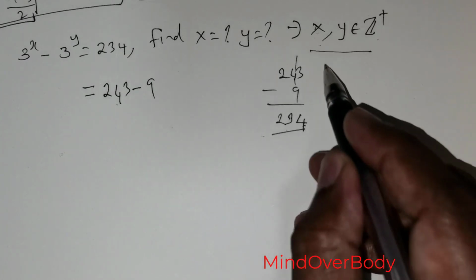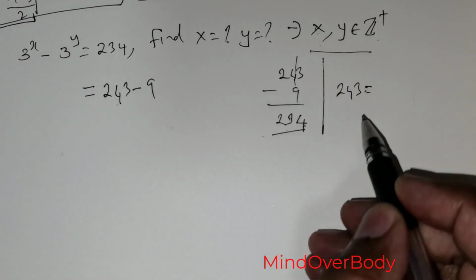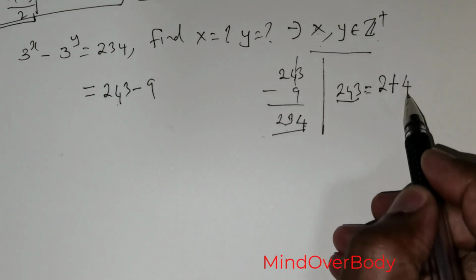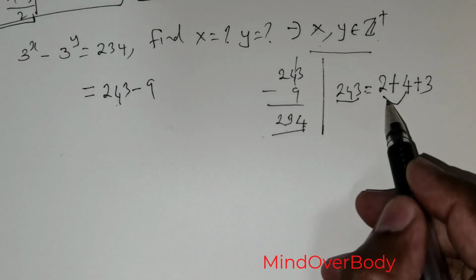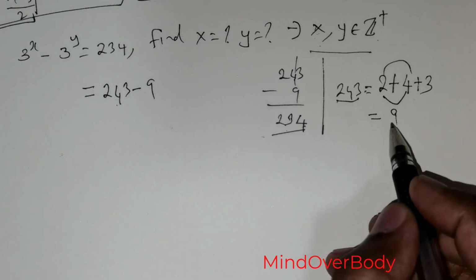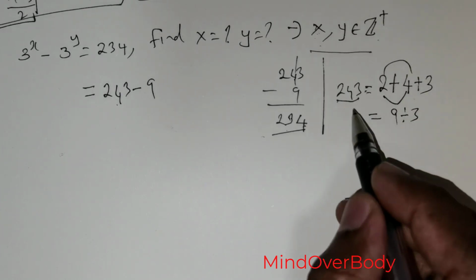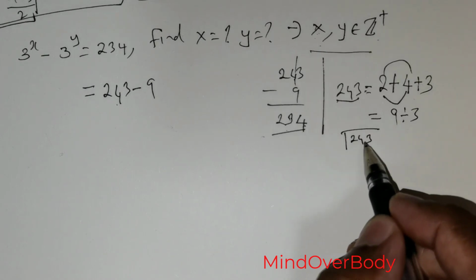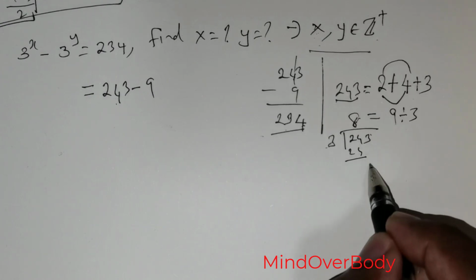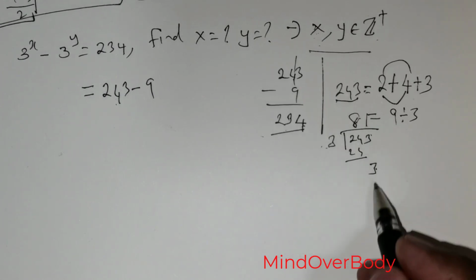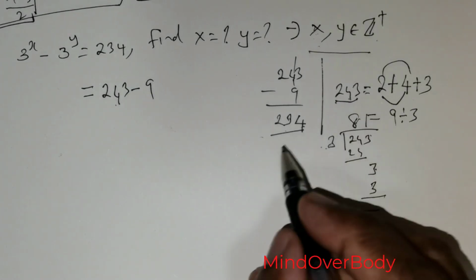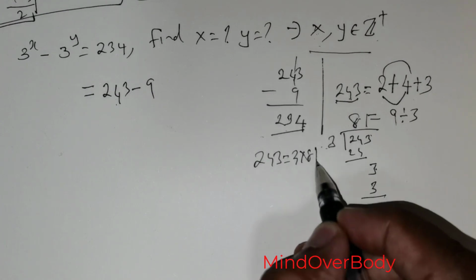Now what exactly is 243? If you observe this number, it is 2 plus 4 plus 3. 2 plus 4 is 6. 6 plus 3 is 9. Now 9 is divisible by 3, so I can easily divide 243 by 3. 8 threes are 24 and you bring 3 down. 3 divides 3, 1. So clearly 243 is a product of 3 times 81.